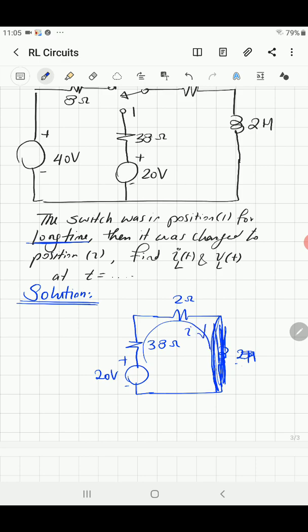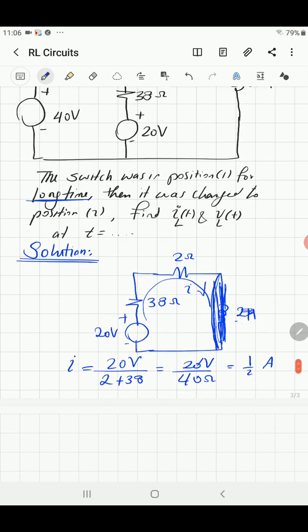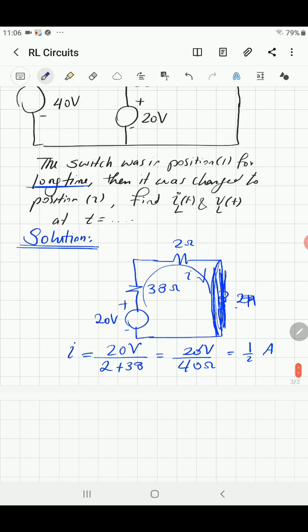So what is the current? The current would be equal to 20 volts divided by the total resistance, 2 plus 38, so 20 volts over 40 ohm, which is equal to half ampere. So the current was half ampere after a long time. Not in the beginning, when it was zero, before you flip the switch on. After a long time, it will be half ampere.